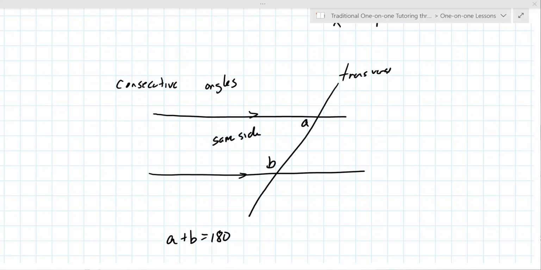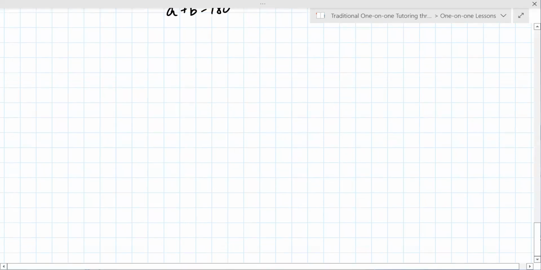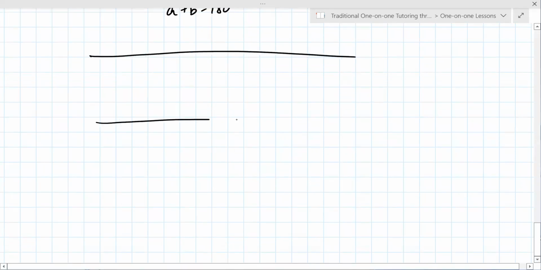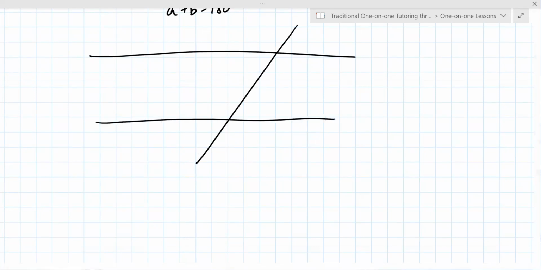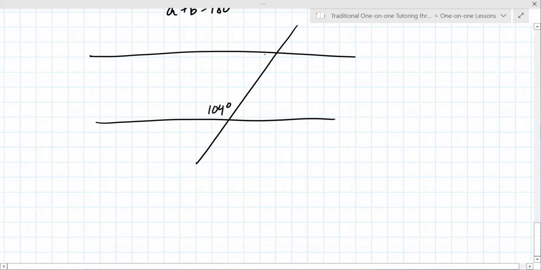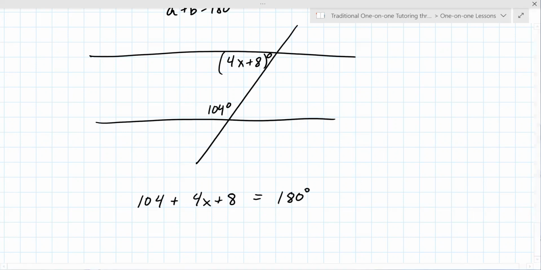Okay, so let's try this one here. Let's say I give you two parallel lines, cut by a transversal, just like I have shown there. This is 104 degrees, and this is 4x plus 8 degrees. So I ask you again, what do consecutive angles add up to? Consecutive angles add up to 180 degrees. Yes. So you have 104 plus 4x plus 8 equals 180 degrees.